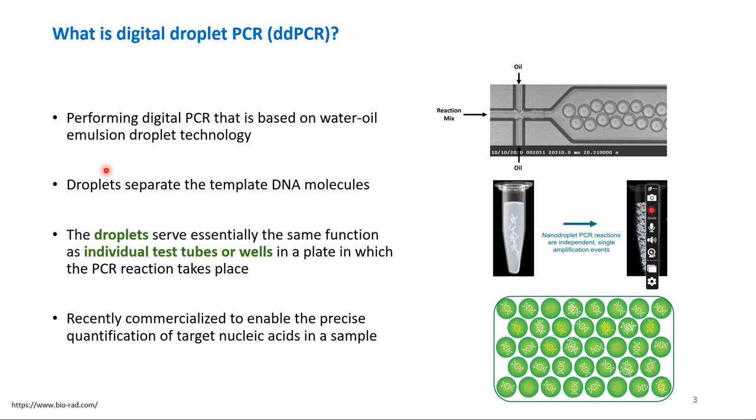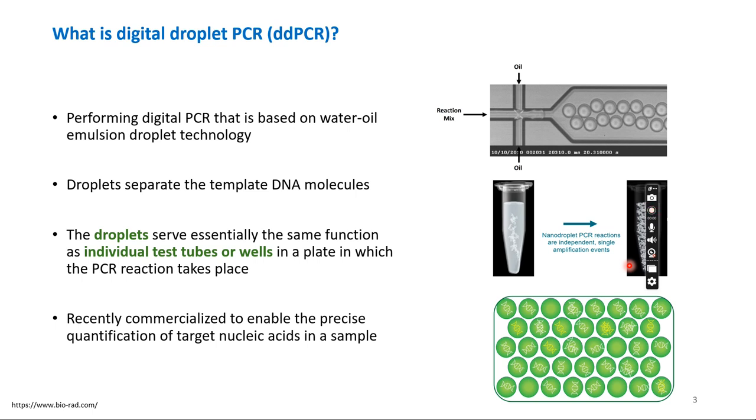So ddPCR, which is digital droplet PCR, is a very highly sensitive technique for detecting and quantifying nucleic acid. It works by partitioning the sample into thousands of droplets, each droplet then undergoing individual PCR amplification, and this allows for precise measurement of DNA or RNA without using any kind of standard curve.